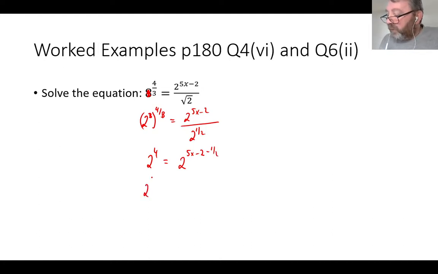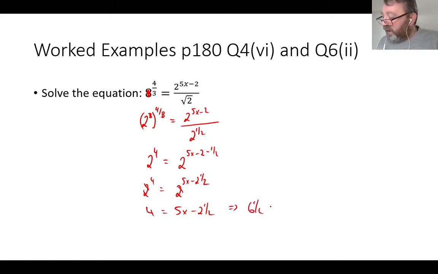So 2 to the power of 4 is equal to 2 to the 5x minus 2 minus a half, minus 2.5. Okay, base is the same left and right? Yes, cancel them. 4 is equal to 5x minus 2.5. Now, use your ordinary powers of algebra here. You've got 4, bring them, add 2.5 to both sides, I should say.